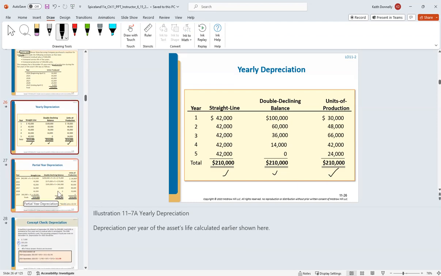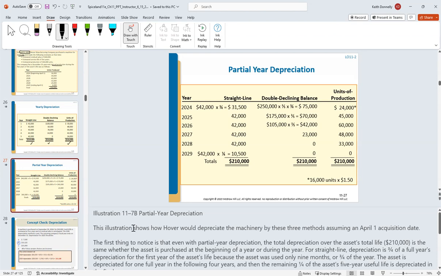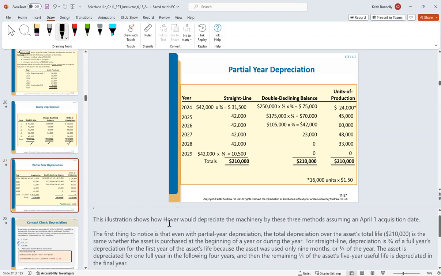And then one of the things that they talk about is it says the illustration shows how Hover, the company, would depreciate the machinery by these three methods, assuming an April 1st acquisition day. So what they're saying here is, hey, you buy it on April 1st for 1. You're only supposed to depreciate that over 3/4 of a year. Back here, you didn't own it yet.